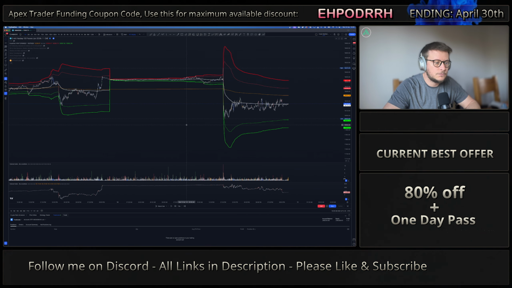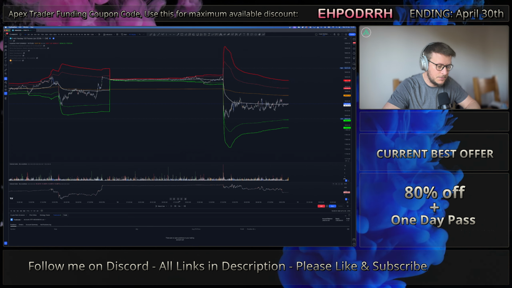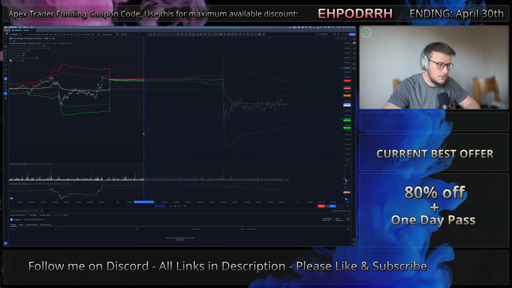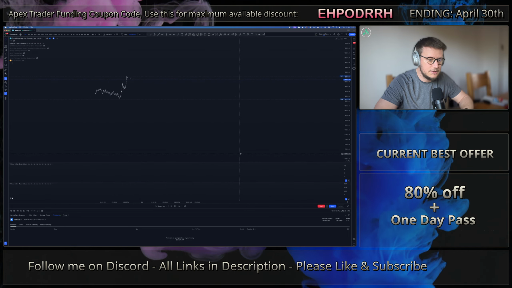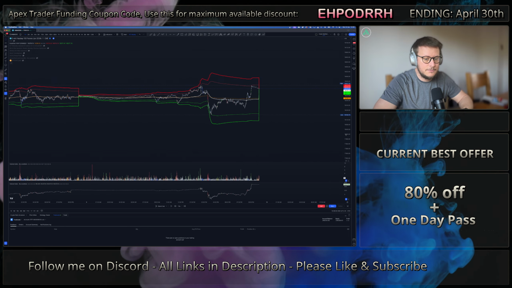And the VWAP is essentially the volume weighted average price. I'm just going to take this back a little bit further to here, right? Because that's the start of the session. So this is a bell curve, right?